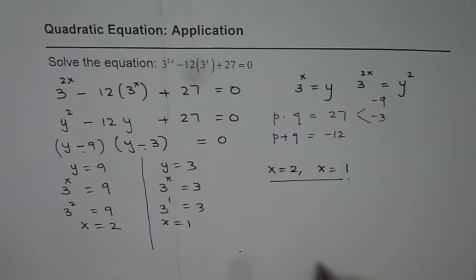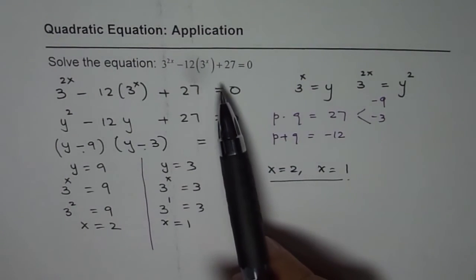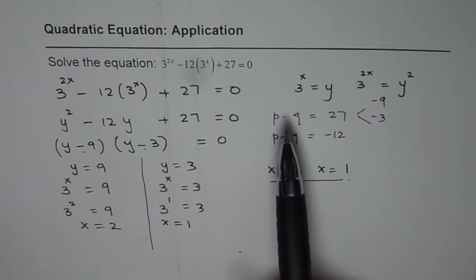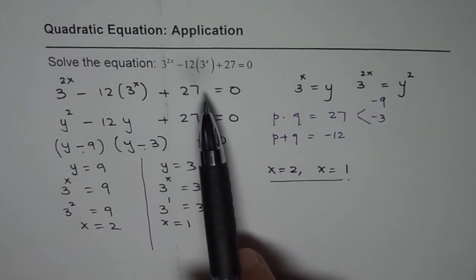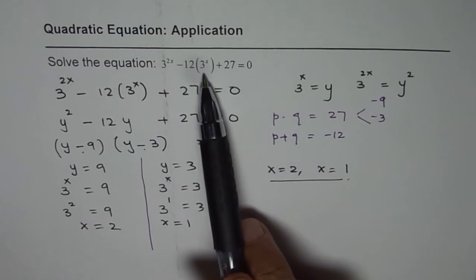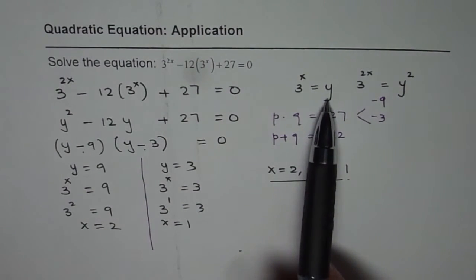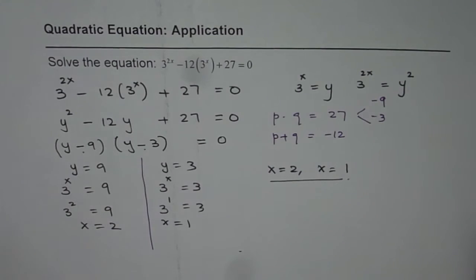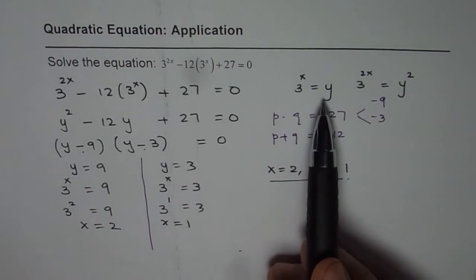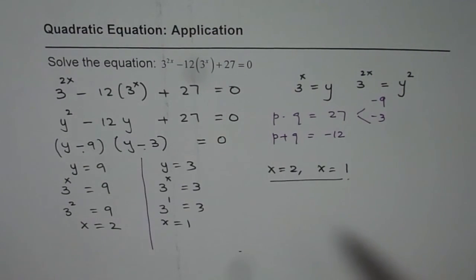You get an idea. If you have this kind of an equation, what you can do is substitute the exponential part as another variable and then solve it like a quadratic equation. Then substitute back and get your values for the unknown variable.